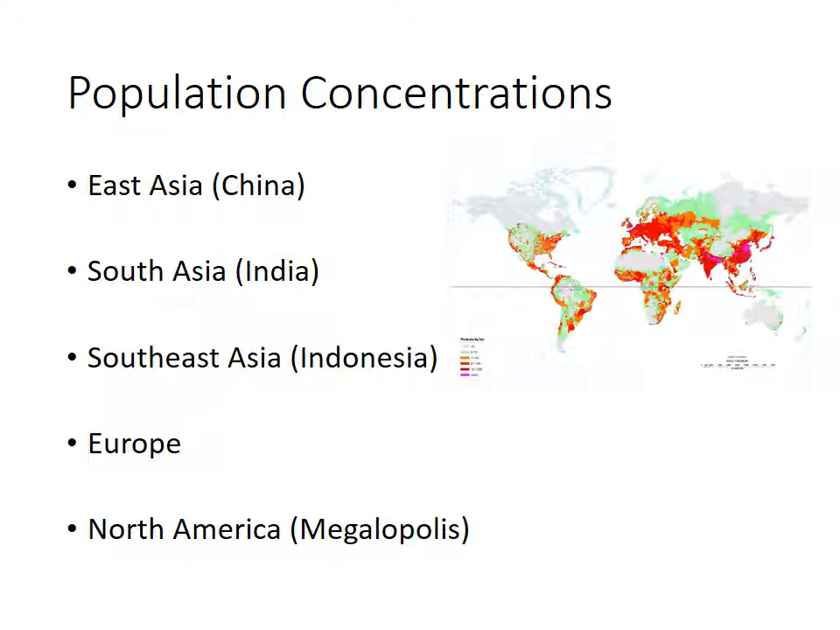I still like to think of Southeast Asia as its own region, so that's going to be down here and through Indonesia. Europe is your 4th most concentrated, particularly Western Europe, but as you can see, it kind of spills into Central and Eastern Europe too. And finally, the eastern half of North America, or where Megalopolis is located, is your 5th largest population concentration in the world.